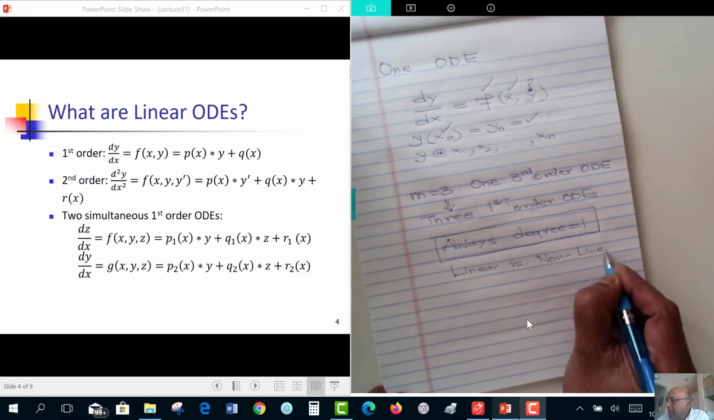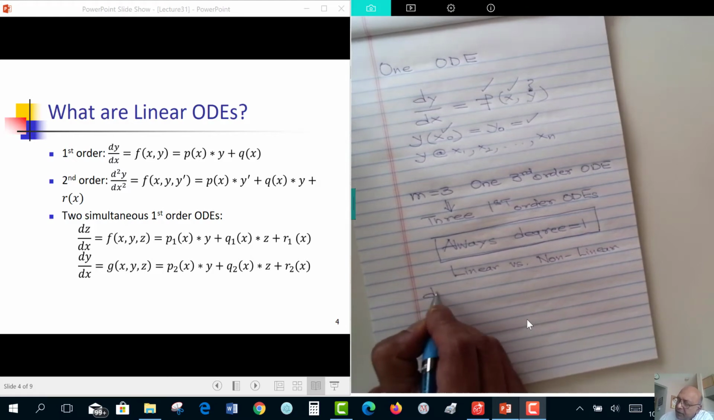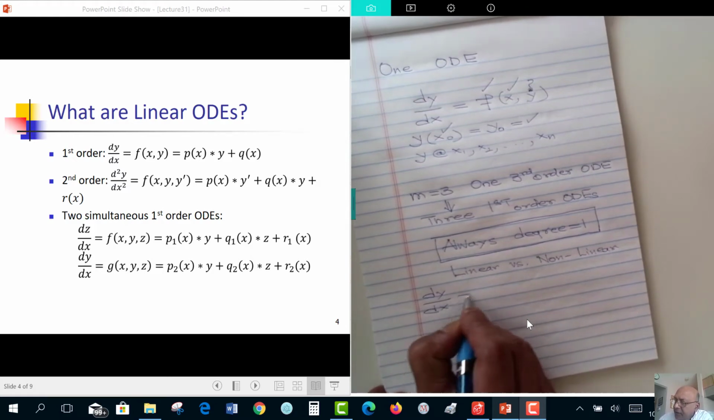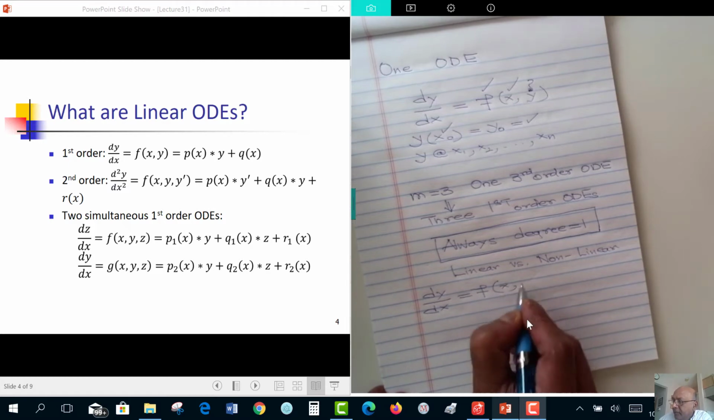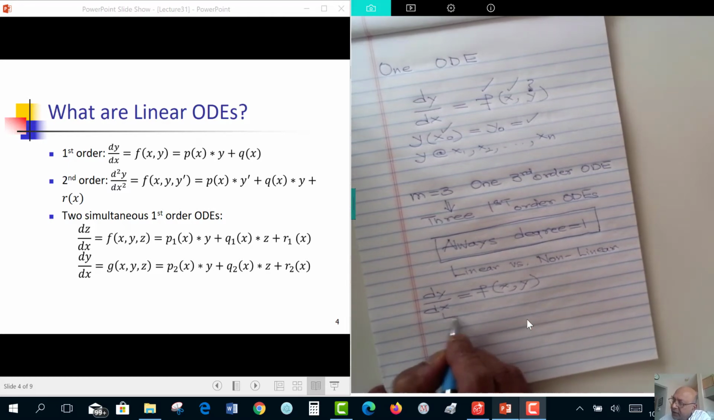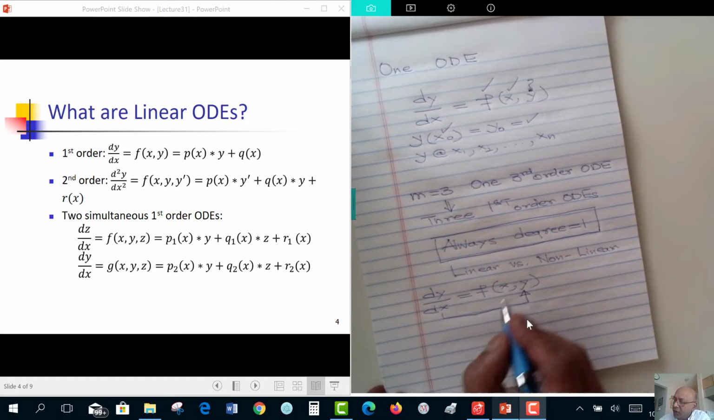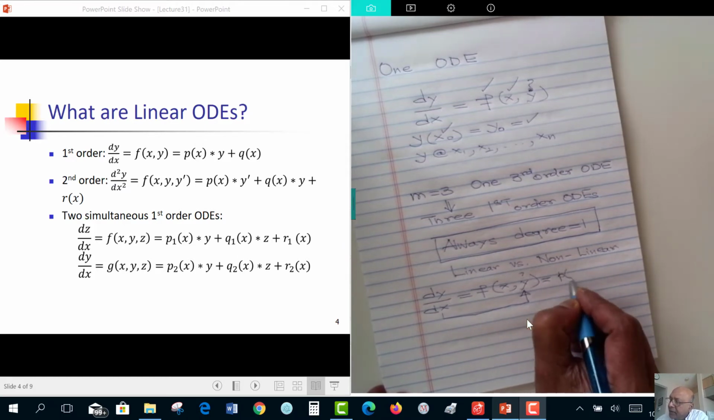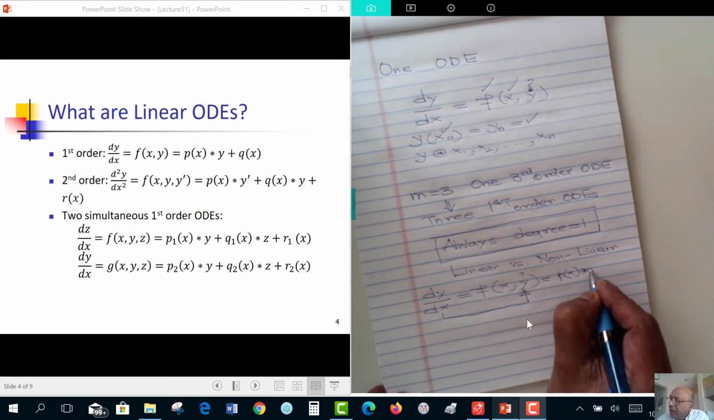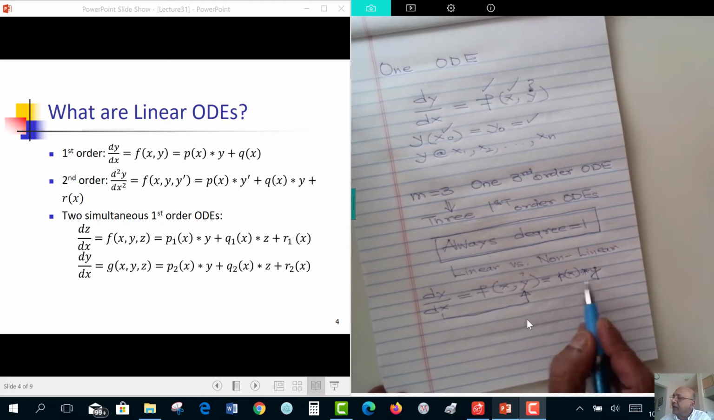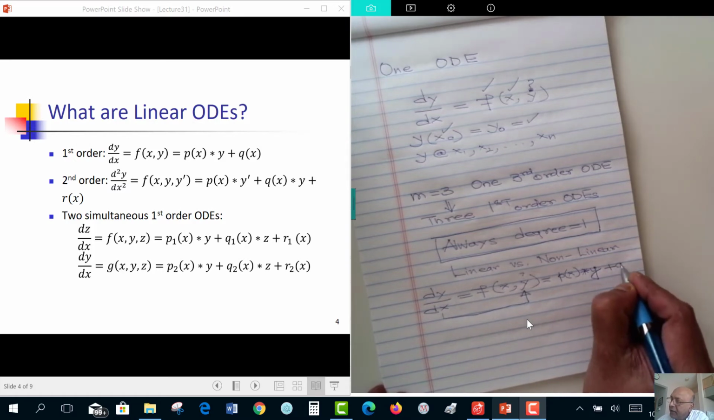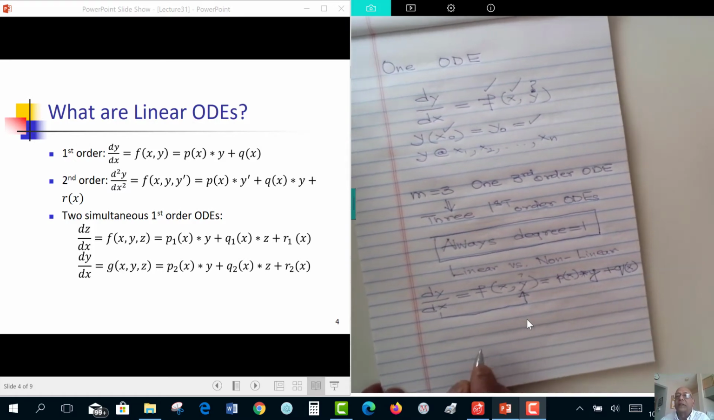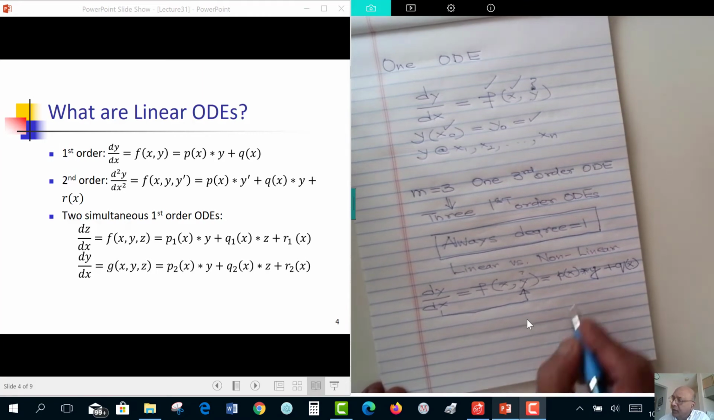So let's consider dy dx given as a function of x and y. The question is, is dy dx linear with respect to this unknown or not? Let's suppose it is, then we can separate it. We can say it is something times y, and that something could be a function of x, and the remainder could be some other function of x. So this is a linear differential equation.